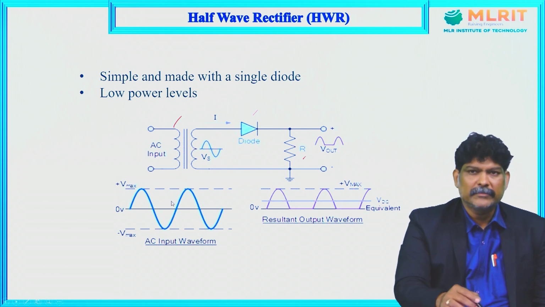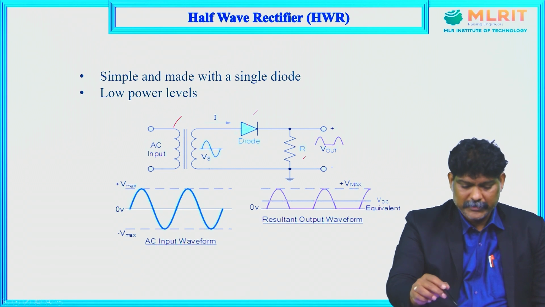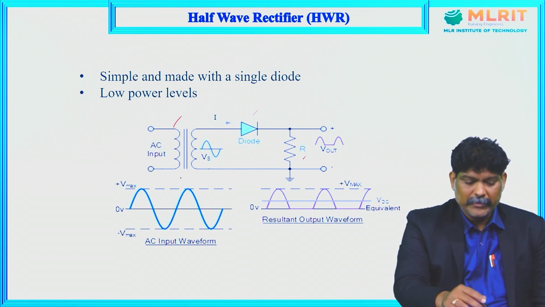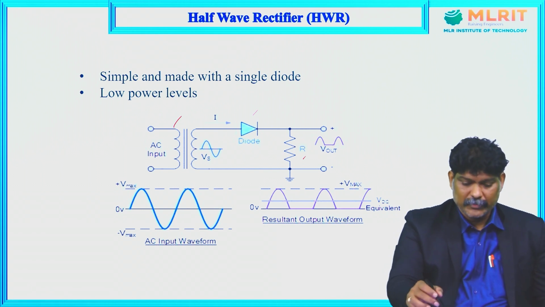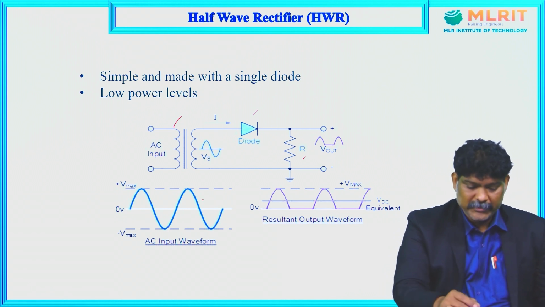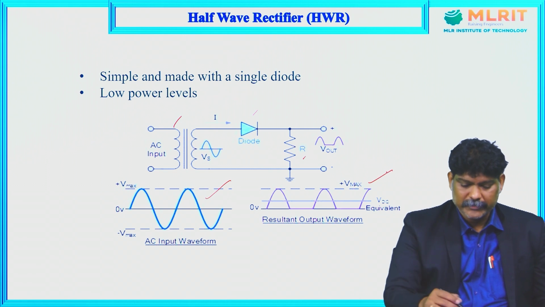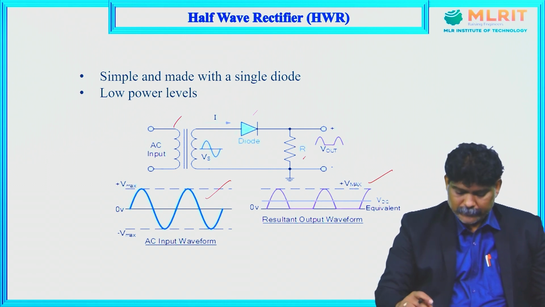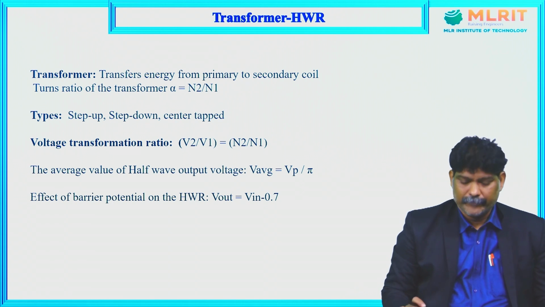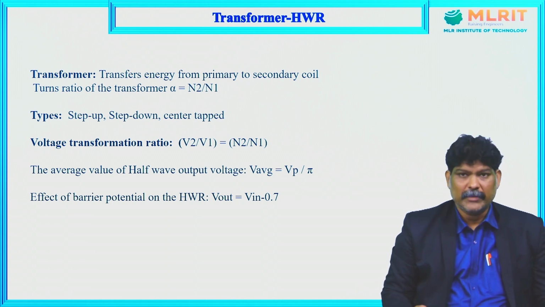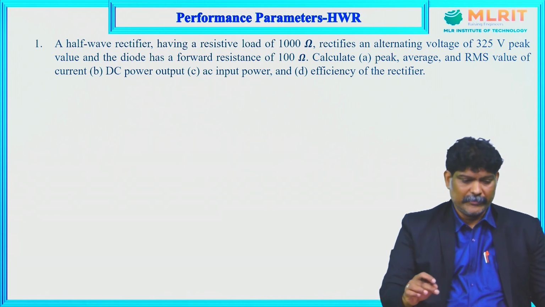During the positive half cycle only, your diode conducts, and during the remaining negative half cycle, the diode is off. So that's why this is the input and this is the output, the rectified output. Based on this, we have different numerical problem models. So let us see one by one.